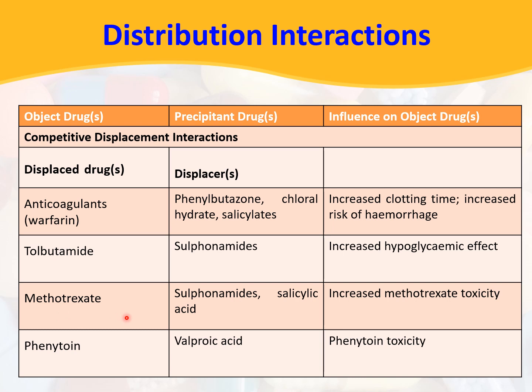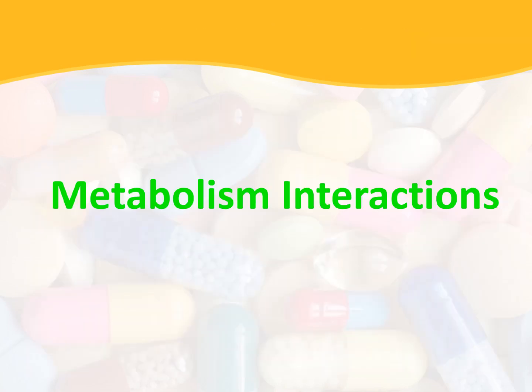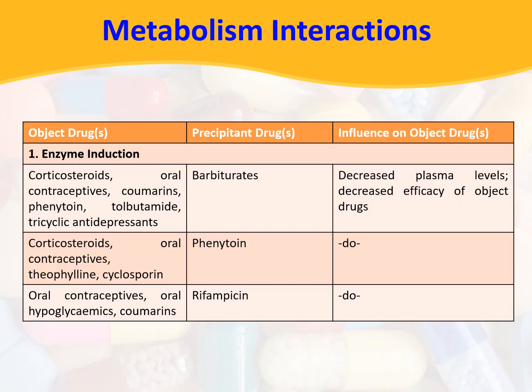Next is methotrexate. Whenever methotrexate is taken along with sulfonamides or salicylic acid, it leads to increased methotrexate toxicity. The next is phenytoin. Whenever phenytoin is taken along with valproic acid, due to the displacement of phenytoin, it leads to phenytoin toxicity. Next, coming to metabolism interactions. First one is enzyme induction.